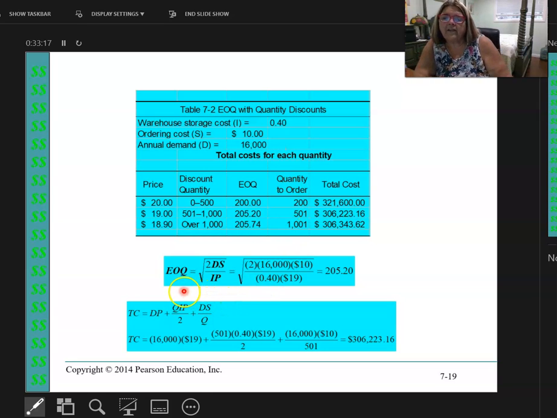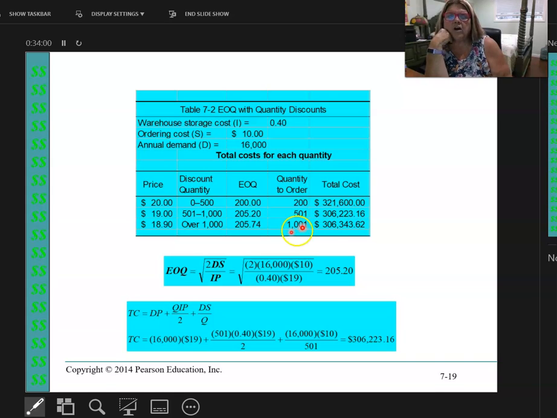So looking at the economic order quantity, by doing the math here, 2 times the 16,000 times the 10, the square root of that divided by the warehouse storage cost times, I forgot, the purchase price, $19 each. So the EOQ at quantity 501 to 1,000 is 205.50. So I would actually run this at different quantity levels. If I did it at the 0 to 500, it would be 200, and it would be this down here. So it just gives me different numbers.